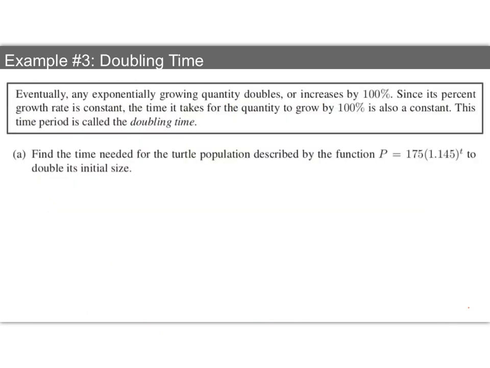Okay, so our next example here is going to talk about doubling time. Eventually any exponentially growing quantity is going to double or increase by 100%. Since its percent growth rate is constant, the time it takes for the quantity to grow by 100% is also constant. This time period is called the doubling time, right? So in short, doubling time is how long it takes for a quantity to double.